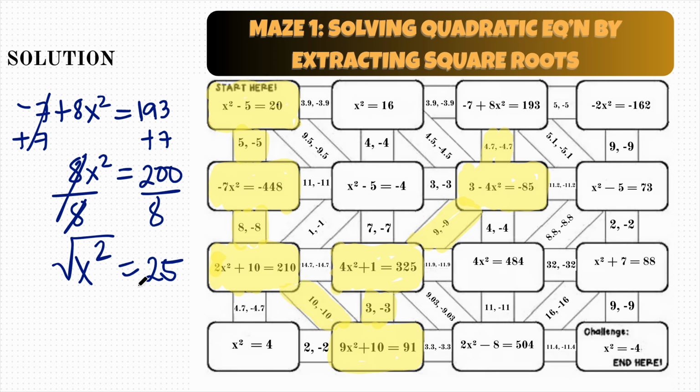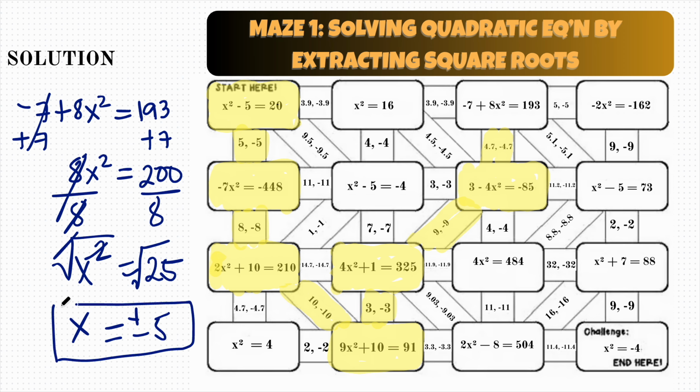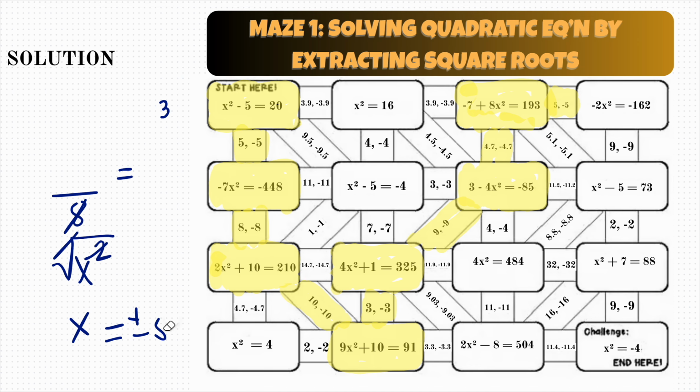And getting the square root of both sides, x is equal to positive or negative 5. Okay, there you go. So in this question, our answer is positive 5 and negative 5. Okay, so let us erase this one.